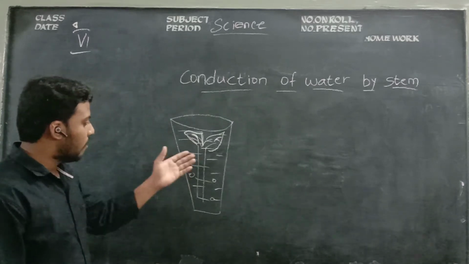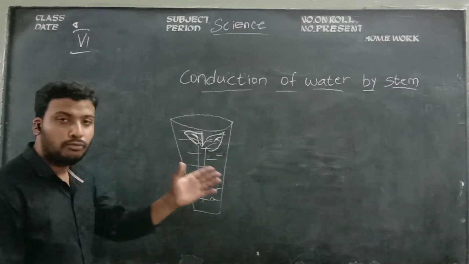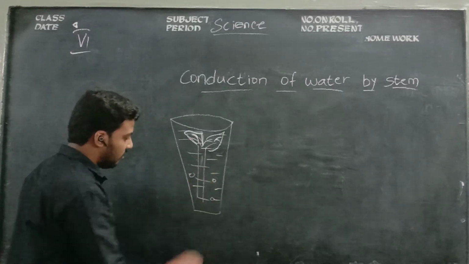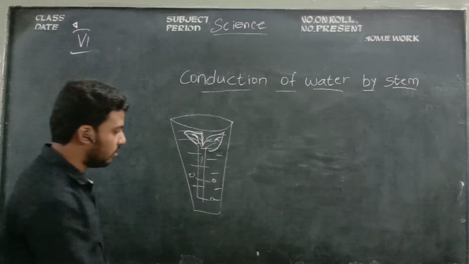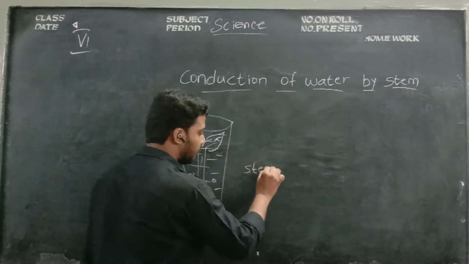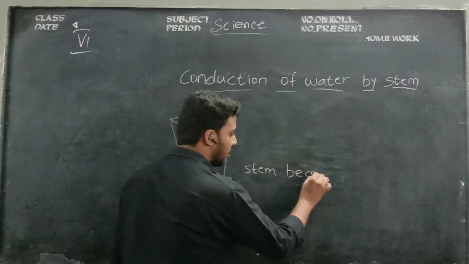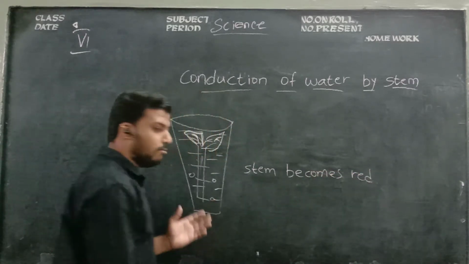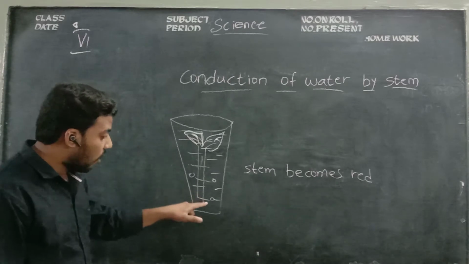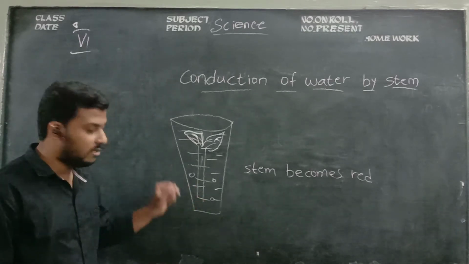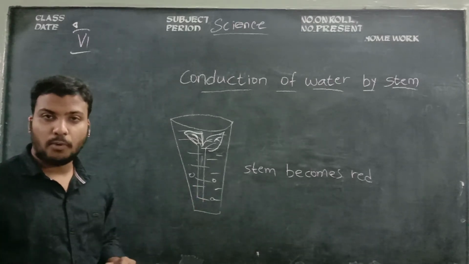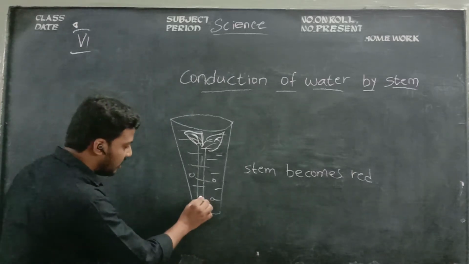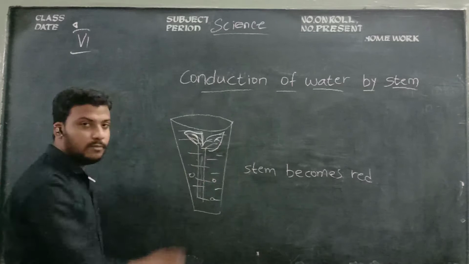So here, when you put the plant, after 2 to 3 hours when you observe, the stem becomes red, children. The stem becomes red. Due to what reason? Why does the stem become red? Because the water present in the glass is first of all absorbed by the stem and transported to the leaves, children.